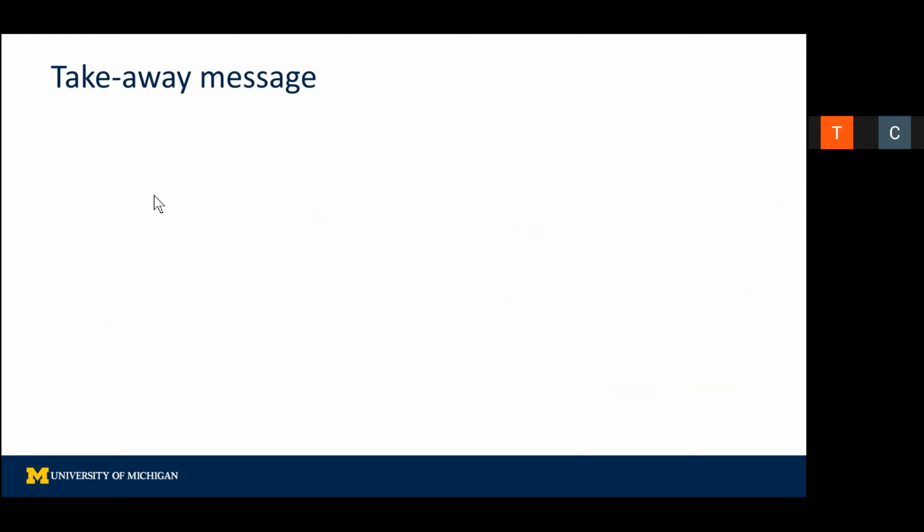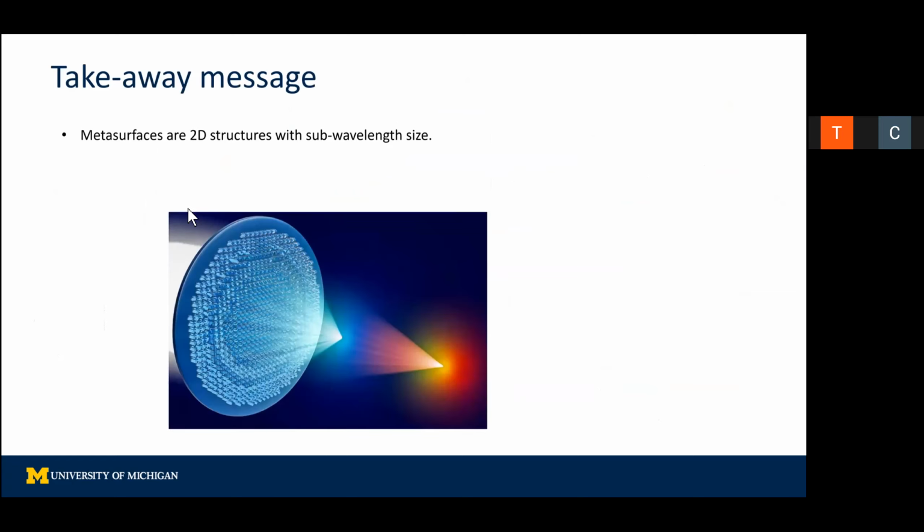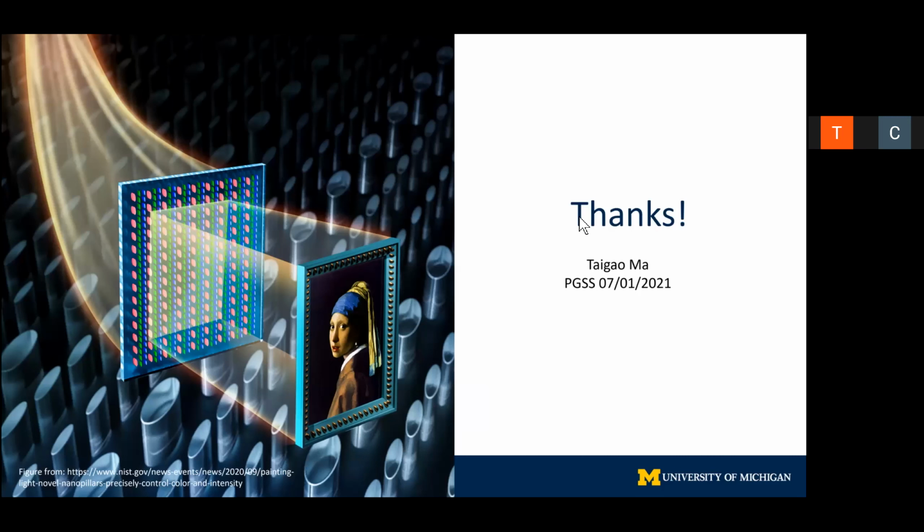Okay, so I think that's going to be the end of my talk, and there's some takeaway message. Metasurfaces are 2D structures with subwavelength size, and each structure itself can modulate the phase, so that the metasurface can modulate the phase distribution, and with more advanced modulation, it can manipulate light and exhibit multiple functions. And finally, that's the last page. Thank you for your attention.